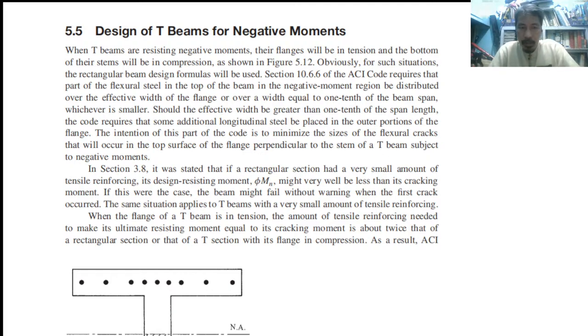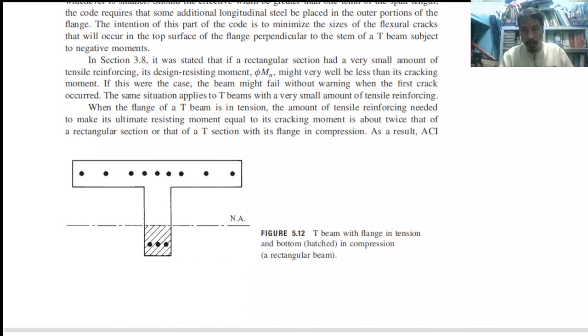The same situation applies to T-beams with a very small amount of tensile reinforcing. When the flange of a T-beam is in tension, the amount of tensile reinforcing needed to make its ultimate resisting moment equal to its cracking moment is about twice that of a rectangular section or that of a T-section with its flange in compression. So take a look here. This is the compression side. This is now the tension side because the moment is negative.